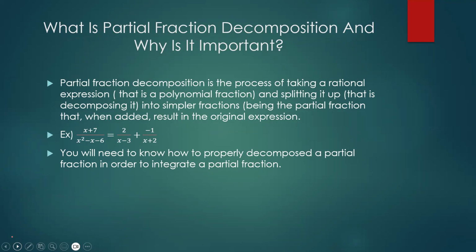For example, you have this rational function, x plus 7 over x squared minus x minus 6, right? What you want to do is break it down, or decompose it, into the right side. This 2 is a constant and this -1 is a constant. I'll call them A and B. So that's what you're really trying to find, the A and the B constants.